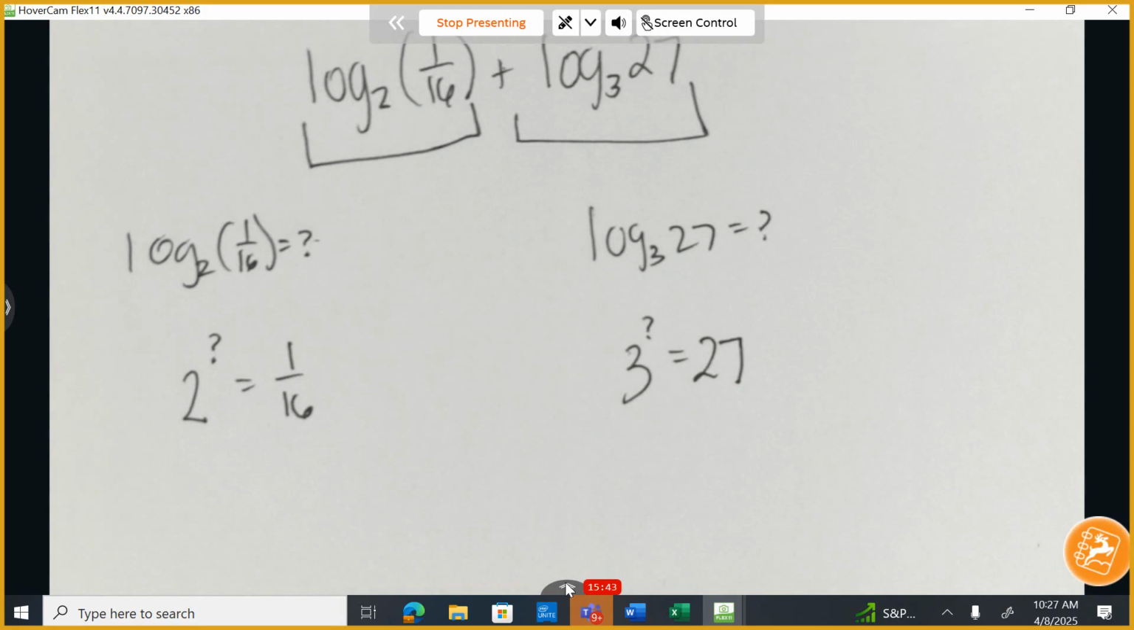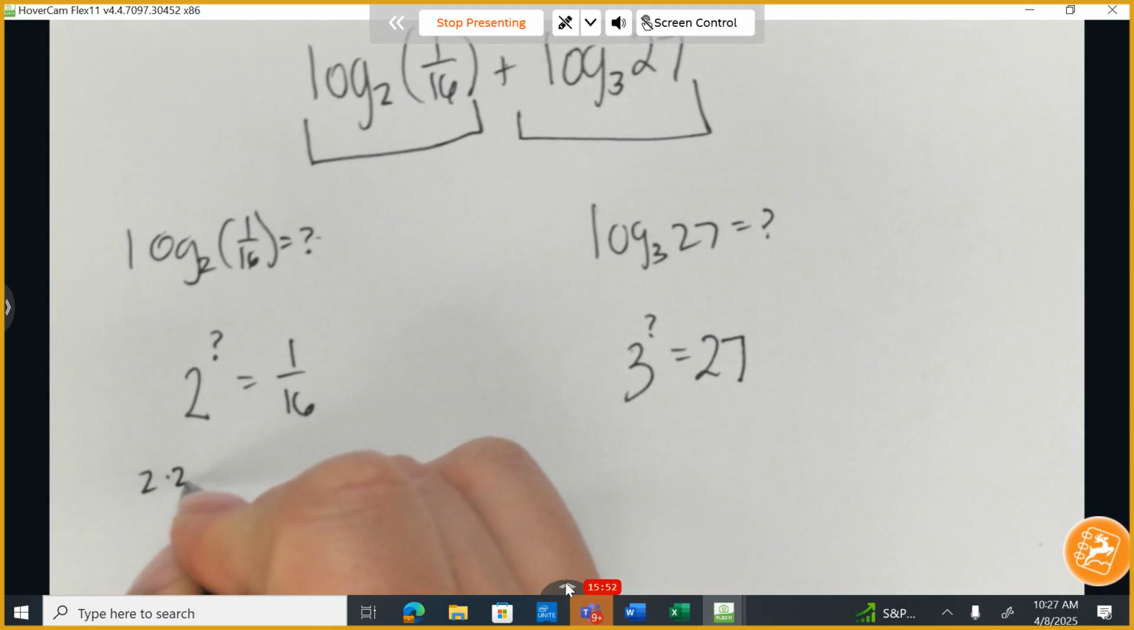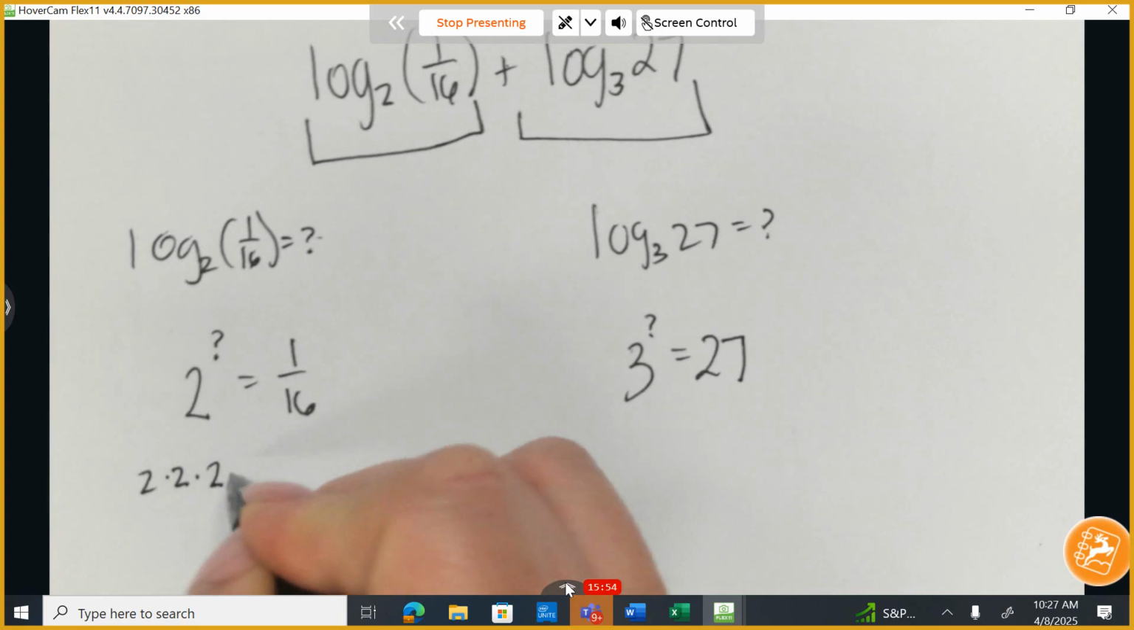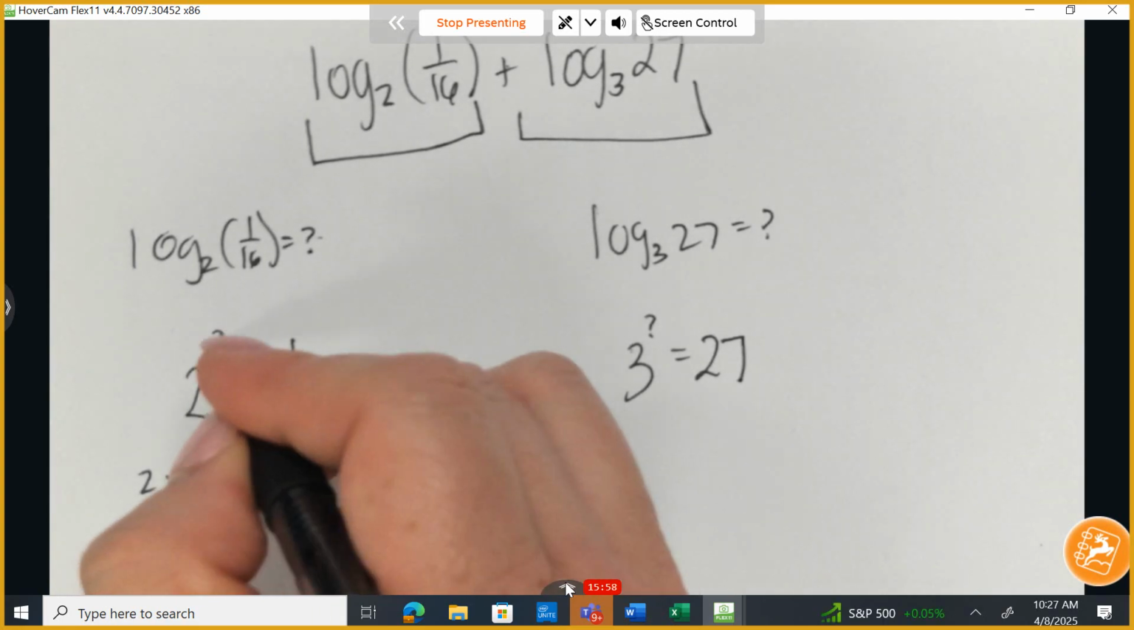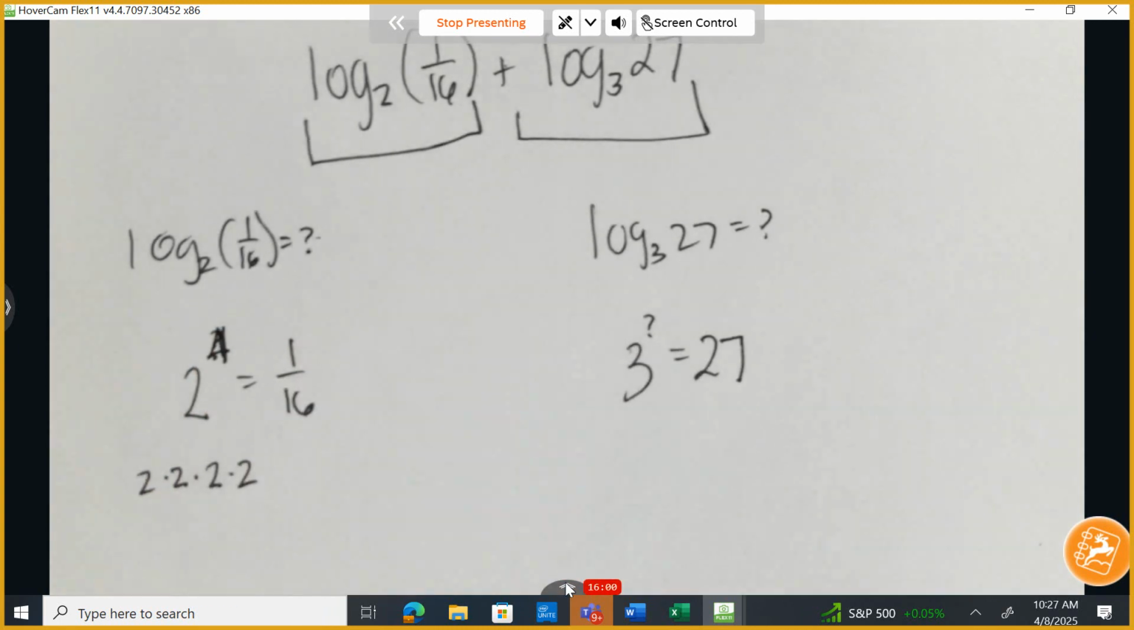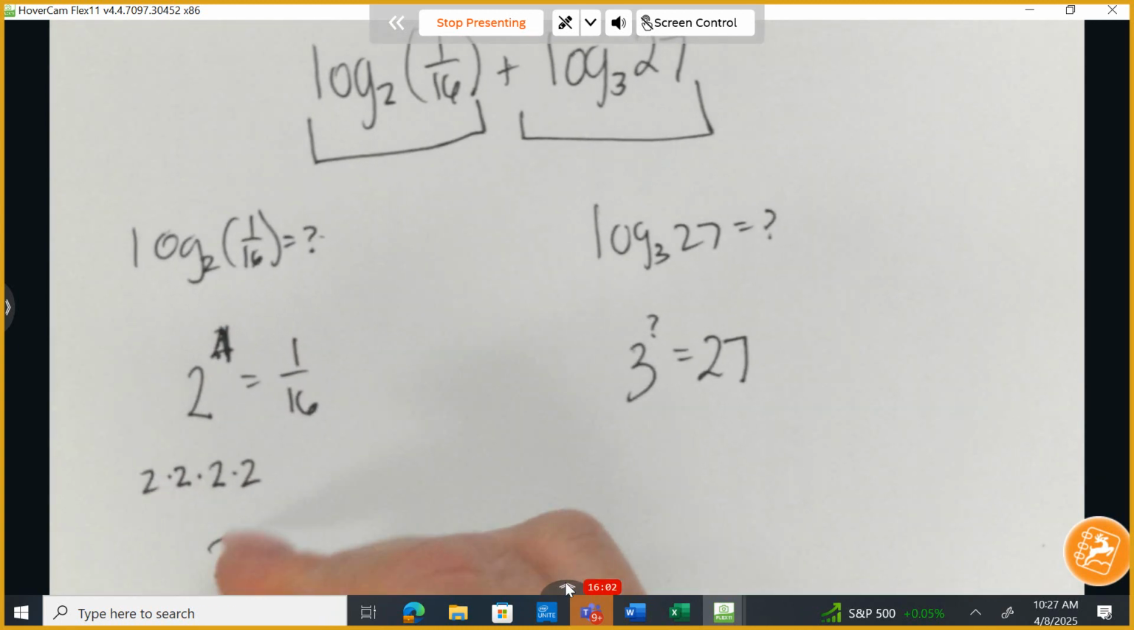So I need to figure out, forget about the 16 being on the bottom. I just need to figure out 2 times itself, how many times equals 16? So 2 times 2 is 4. 4 times 2 is 8. 8 times 2 is 16. So I like the answer of 4 here. But 4 by itself won't work because 2 to the 4th is 16.